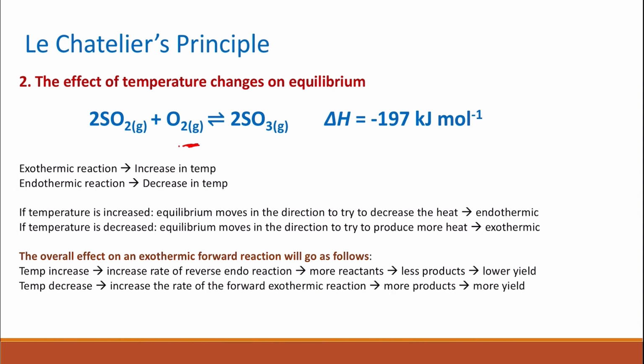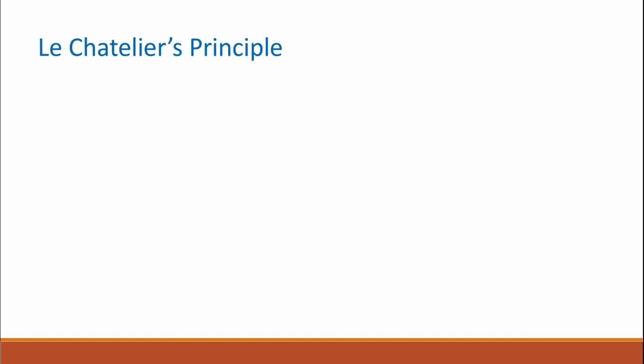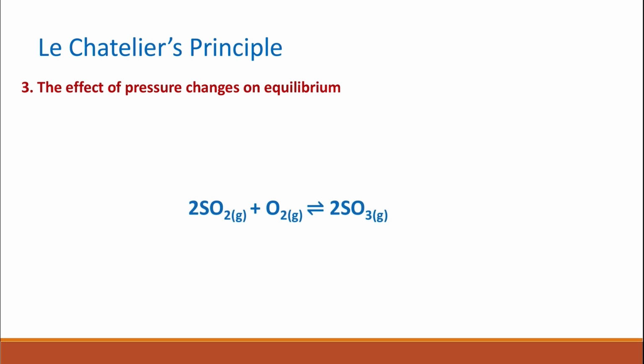And if we decrease the temperature, then the reaction will be shifted towards the right-hand side, or towards the product, so there will be higher yield if we decrease the temperature in this case. The third factor is the effect of pressure change on equilibrium. Again, let's have a look at this reaction between sulfur dioxide and oxygen to give you sulfur trioxide.